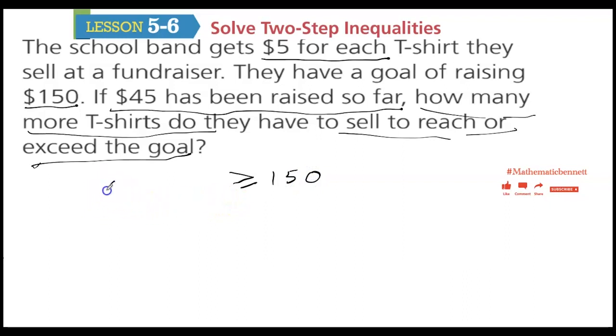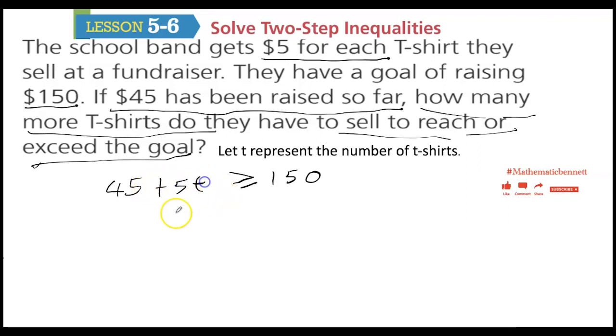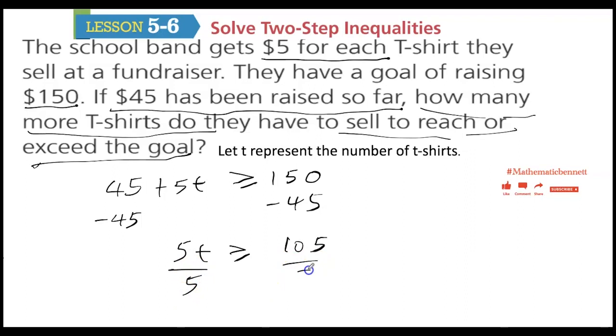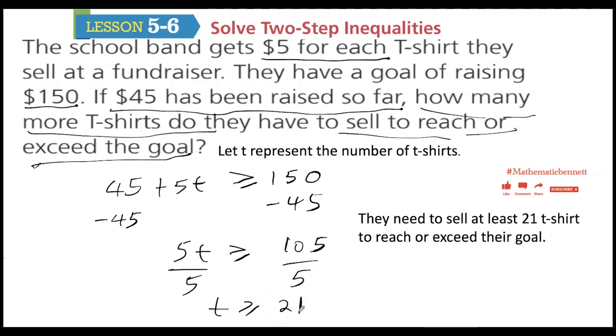And we see that they have $45 already, so that would be our constant. And it's $5 per t-shirt, so we can let t represent the number of t-shirts, so that's plus 5t, and that should be greater than or equal to 150. From there, we can subtract 45 from both sides. We see that 5t would be greater than or equal to 105. From there, we can isolate the variable by dividing both sides by 5. And we see that t must be greater than or equal to 21. So we can conclude that they need to sell at least 21 t-shirts to reach or exceed their goal.